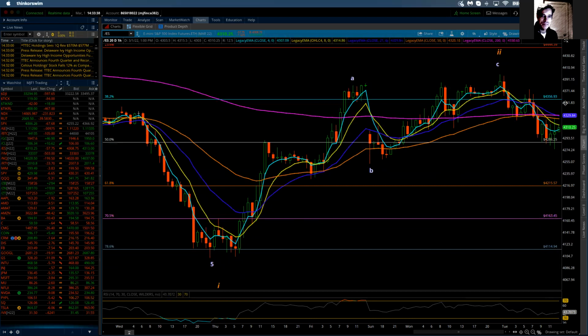Now, what was interesting today is that the bounces were 3 waves, the declines were 5. That's always a good sign that the trend is still to the downside.